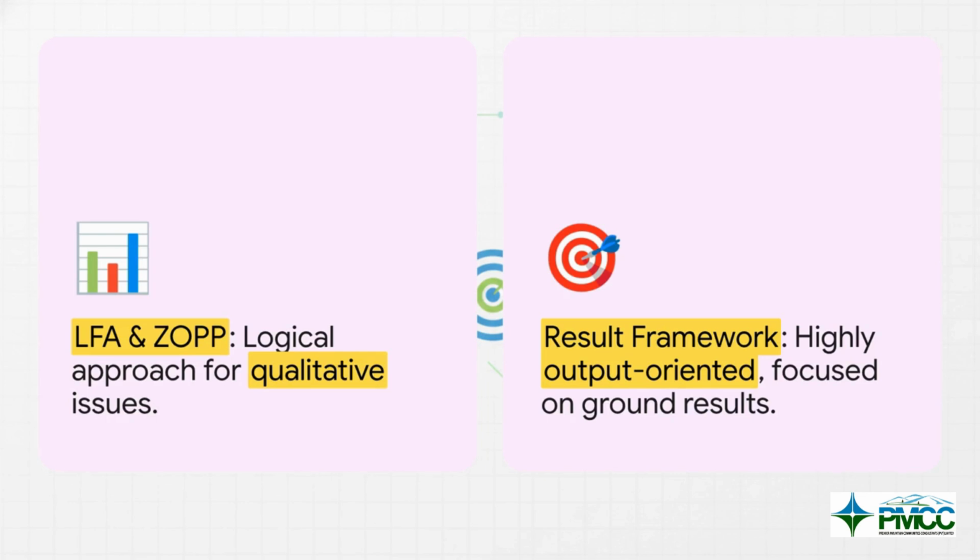And finally, there's the Results Framework. This one is heavily output-oriented. It focuses strictly on linking the tangible, on-the-ground deliverables directly to our objectives. For the rest of this explainer, we're really going to focus deeply on the LFA process.